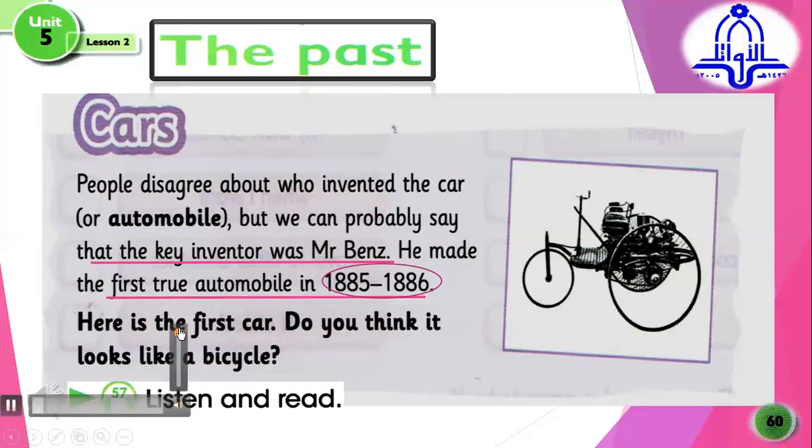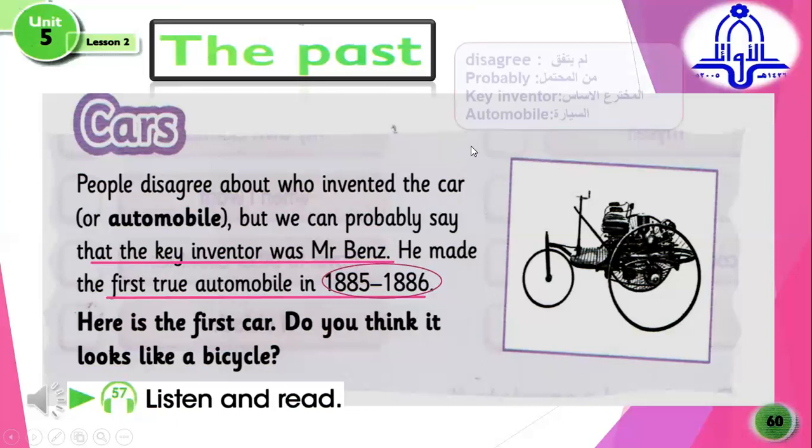Cars. People disagree about who invented the car or automobile. But we can probably say that the key inventor was Mr. Benz. He made the first true automobile in 1885 to 1886. Here is the first car. Do you think it looks like a bicycle? Yeah. Now, so cars were invented by Mr. Benz.